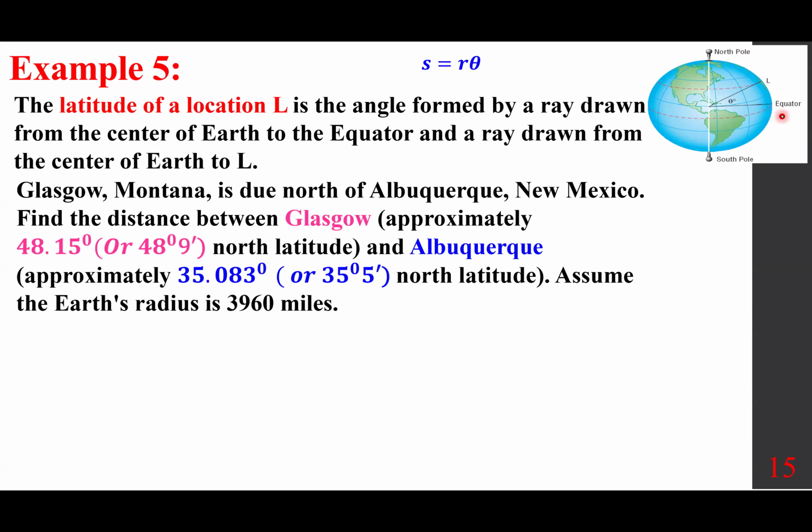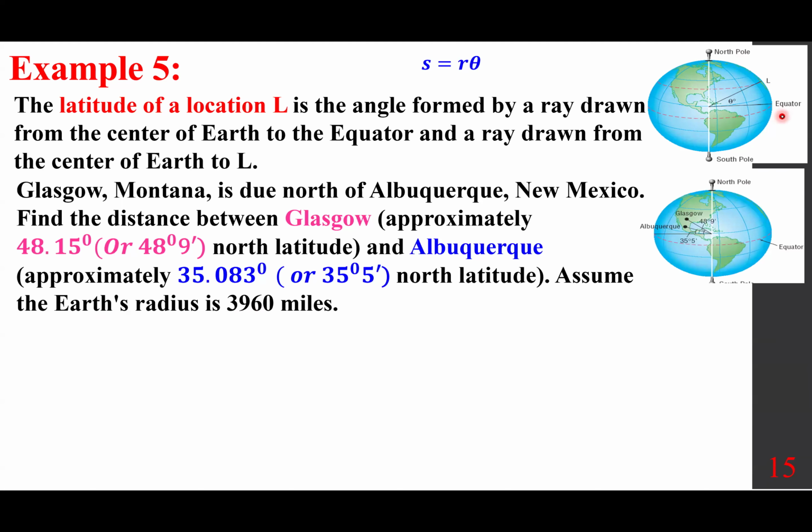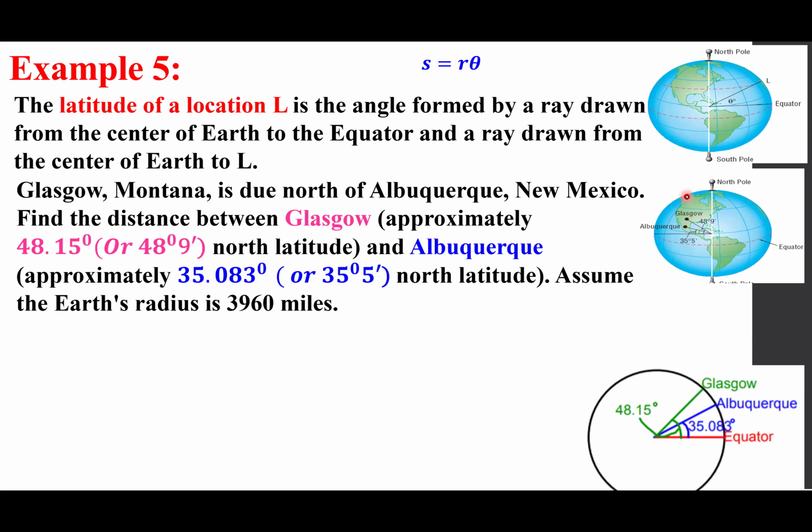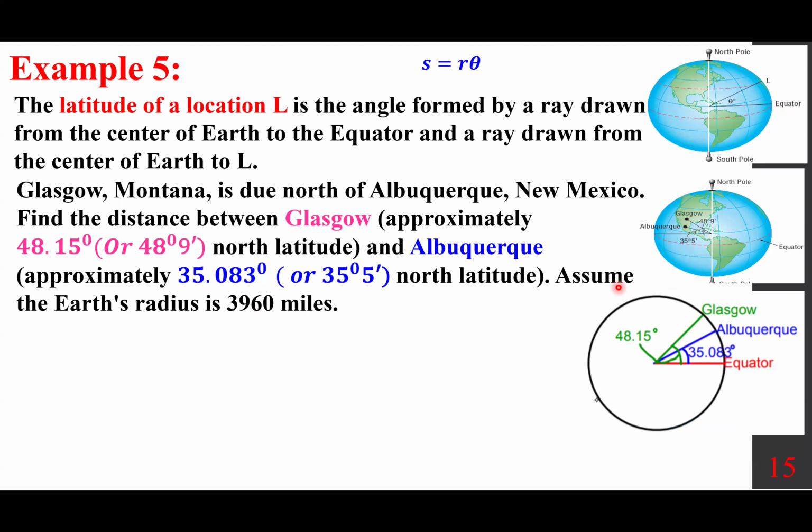So having said that, we need to understand that this is the idea, Glasgow and Albuquerque. Each one has a latitude, and we want the distance between the two. If we put it into a circle to make it easier to see: here's the equator. Albuquerque is somewhere here, Glasgow is somewhere here. Albuquerque gives us this latitude, 35.083 degrees. Glasgow, the green one, the bigger one, gives us 48.15. So what we want is this distance.